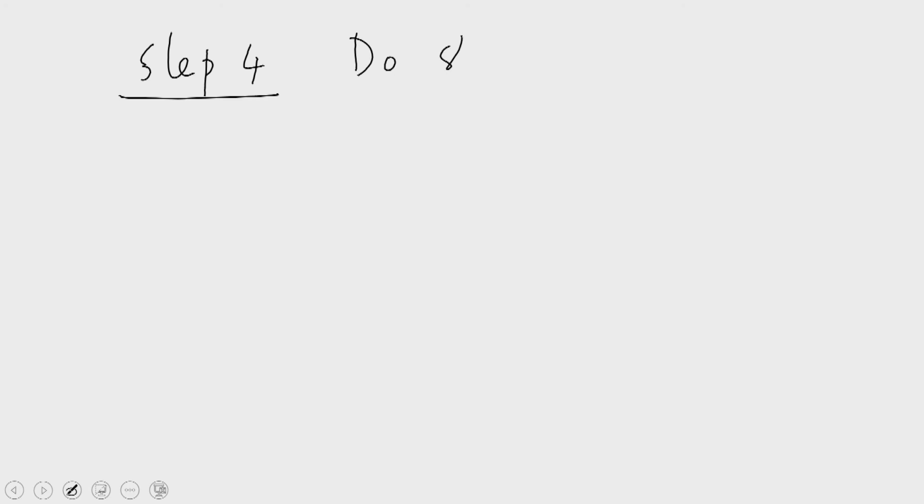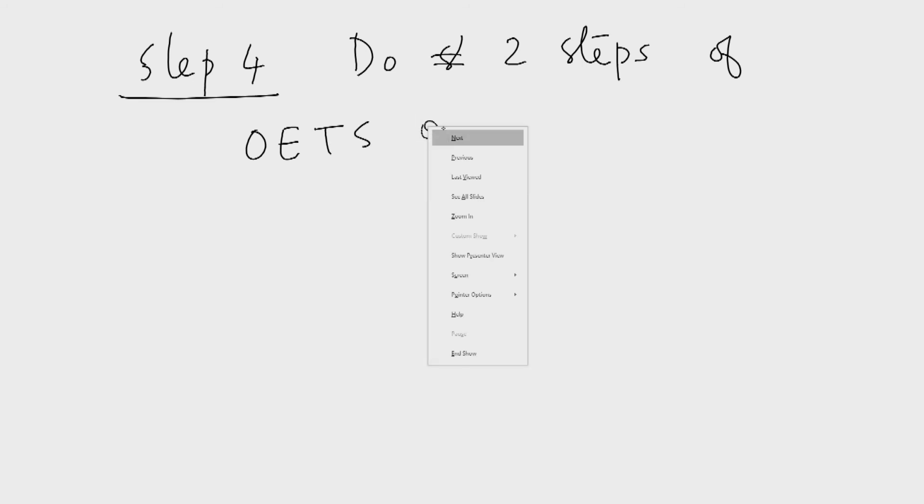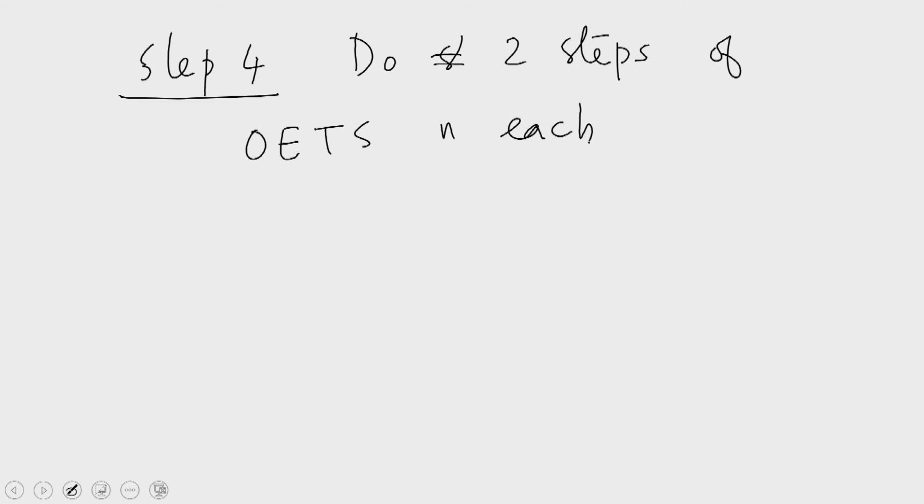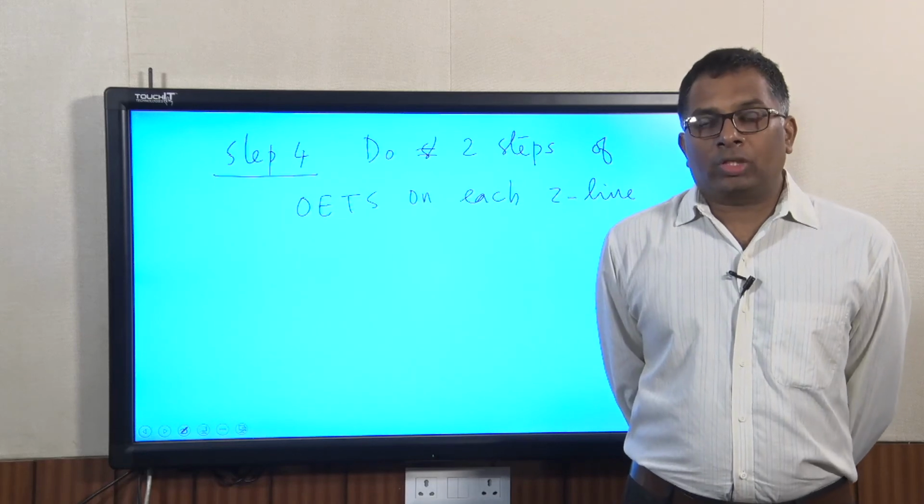We do two steps of odd even transposition sort on each z line. That is, we are going across the xy planes.